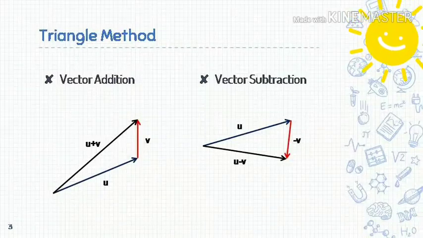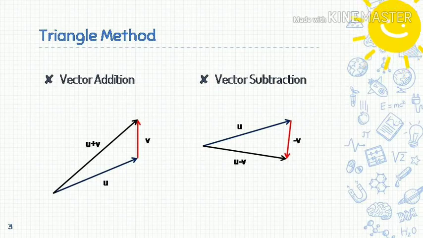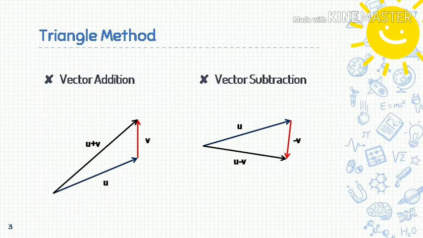Triangle method. Draw the vectors one after another, placing the initial point of each successive vector at the terminal point of the previous vector. Then, draw the resultant from the initial point of the first vector to the terminal point of the last vector. This method is also called the head-to-tail method.